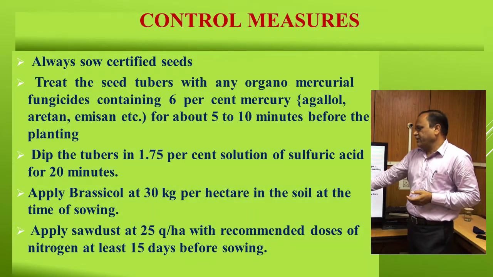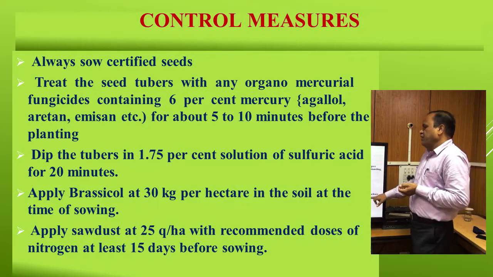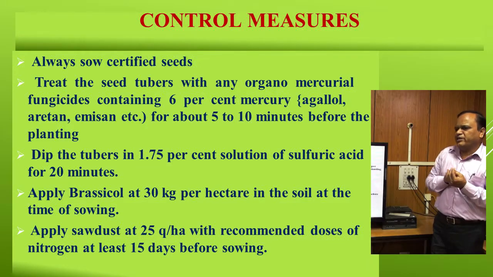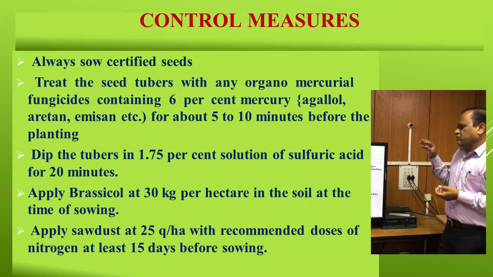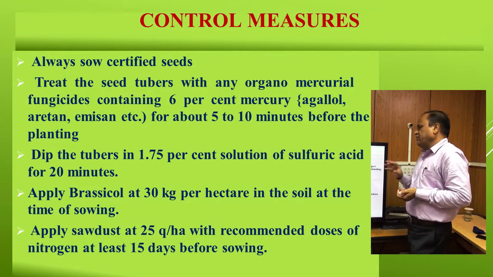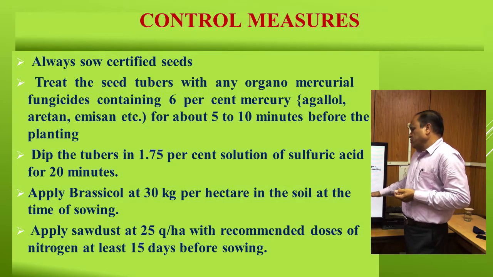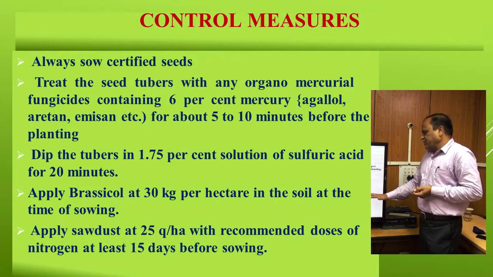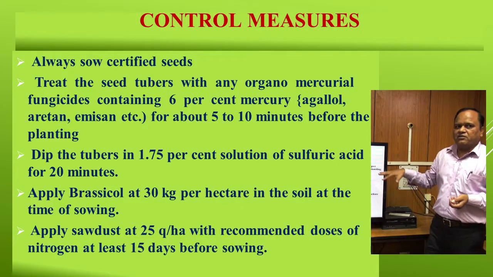Apply sawdust at 25 quintals per hectare with the recommended dose of nitrogen at least 15 days before sowing. As you know, sawdust contains potassium, so after decomposition it will give potassium and the plant will become resistant or tolerant against the disease. So it is advisable to apply the sawdust 15 days before sowing.